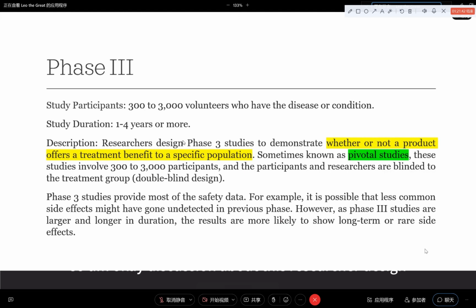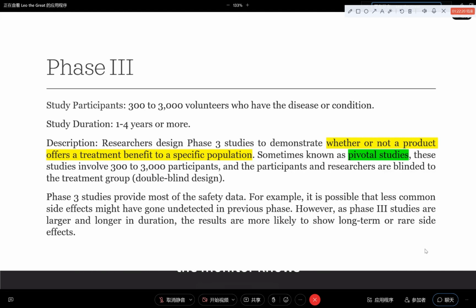Description: researchers design phase 3 studies to demonstrate whether or not a product offers a treatment benefit to a specific population. Sometimes known as pivotal studies, because once phase 3 is passed, more or less your drug is going to be finalized onto the FDA list. These studies involve 300 to 3,000 participants, and the participants and researchers are blind to the treatment group, a so-called double-blind design. It means the participants and researchers don't know which treatment they are receiving.